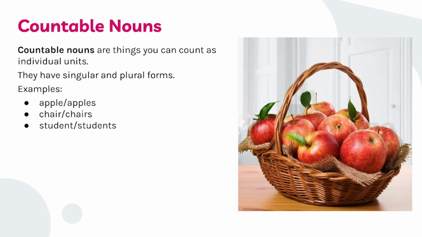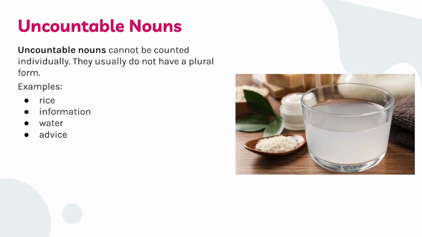When we talk about countable nouns, these are nouns that you can count as individual units. You can say 1, 2, 3, 4, 5. And then they have plural forms. Like you say, chair, chairs, desk, desks, boy, boys. You can say pen, pens. You can count them 1, 2, 3, and they have plural forms. Like in the picture here, you can see apples. There are many. You can also say one apple, 2, 3, 4. They have singular and plural forms.